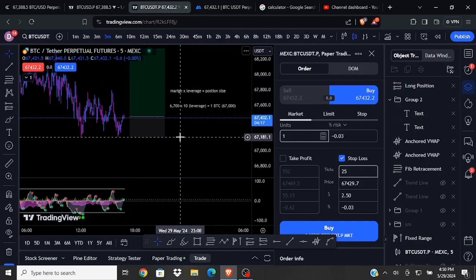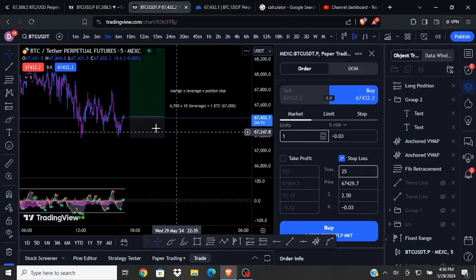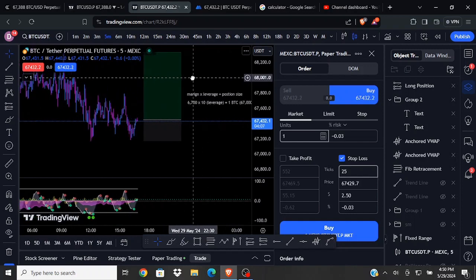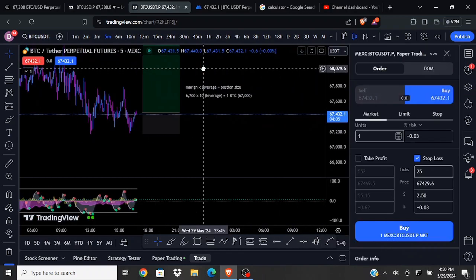So just a quick explanation, long-winded rant about leverage there. It is something important to understand if you are going to be trading. So I wanted to go over it quickly.